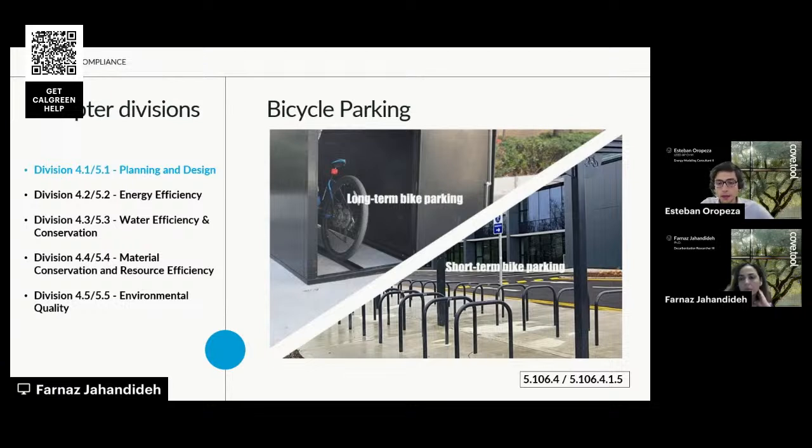So that's that. And for long-term bike parking, for security, you need to have lockers or enclosed rooms. Public schools and community colleges, it's important to note, may have slightly different requirements.